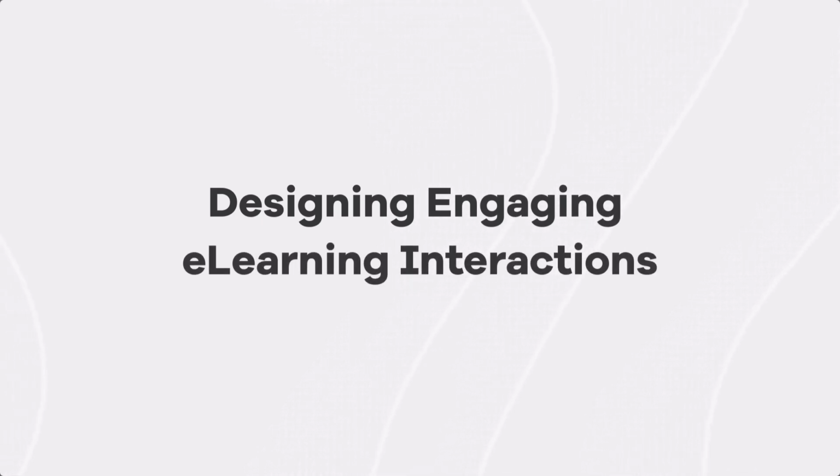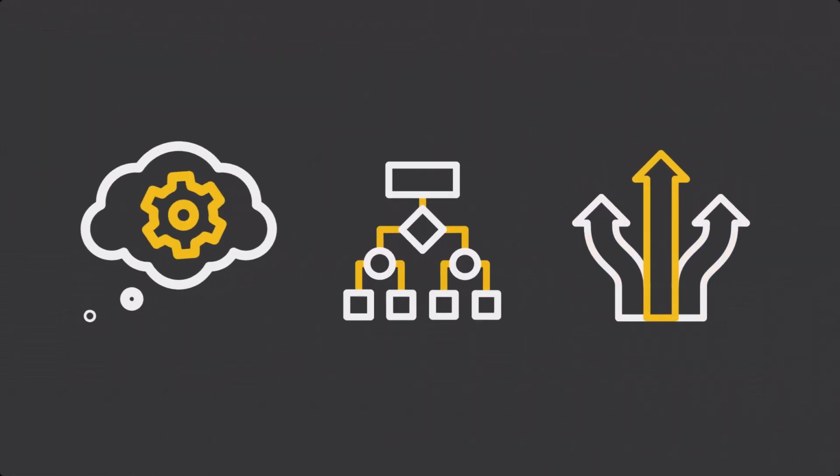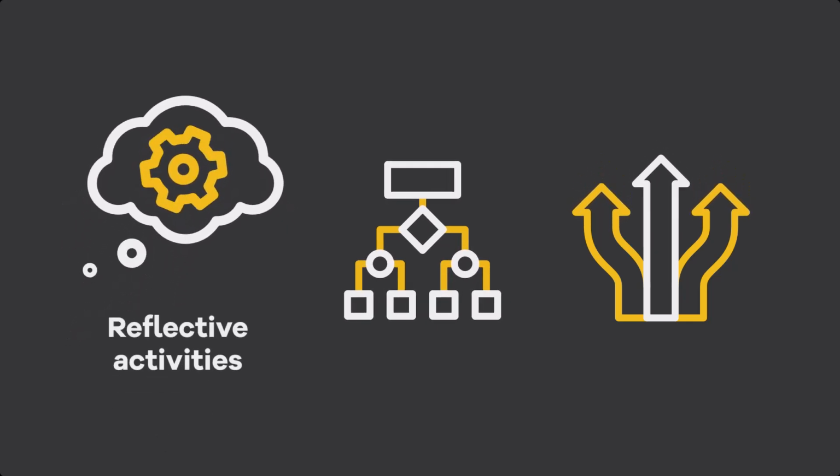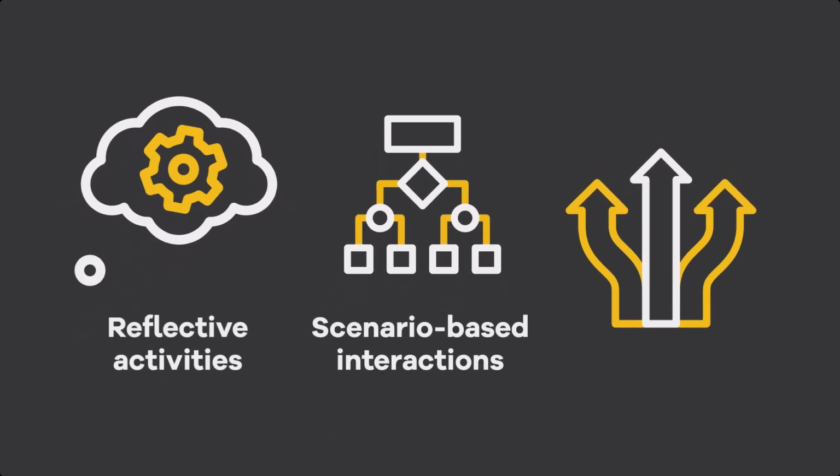Interactive content transforms passive learners into active participants. Well-designed interactions boost engagement, reinforce learning, and improve retention. Let's explore 3 powerful ways to make e-learning interactive: reflective activities, scenario-based interactions, and branching simulations.